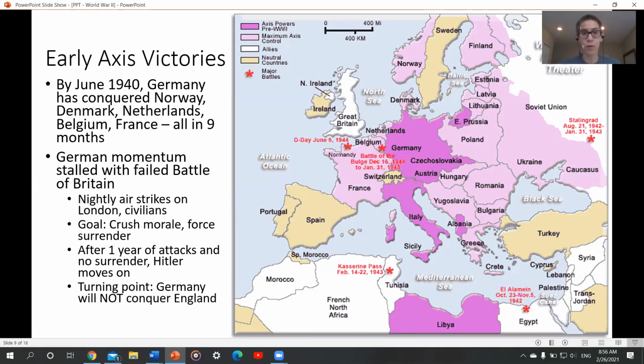The first 9 months of the war, from September 1939 to June of 1940, is sometimes called the Phony War, because England hadn't actually sent troops and fully committed to the war yet. But in those first 9 months, Hitler is able to conquer nearly all of Europe. The only ones left are Spain, who was neutral but had Hitler's support, Great Britain, and then the Soviet Union, which we'll see in a minute.